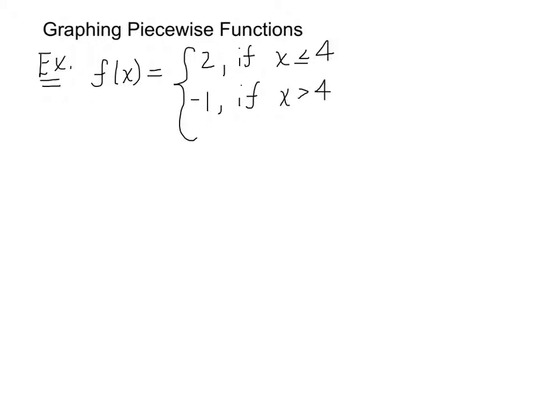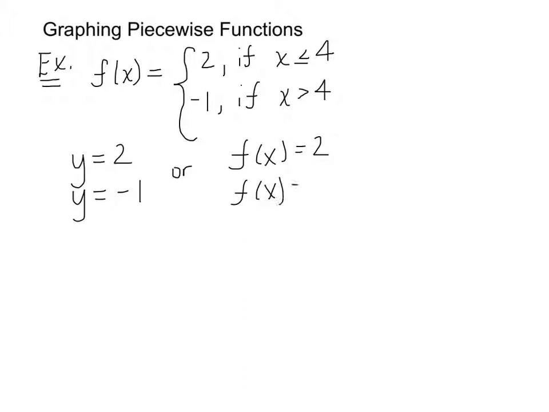Okay, now what's going on is f of x is the same thing as y, so we're actually graphing two lines, y equals 2 and y equals -1. And when we write it as a function, it's f of x equals 2 and f of x equals -1. Now, first of all, let's talk about y equals. Remember, that's a horizontal line. So both of these lines we know are going to be horizontal.